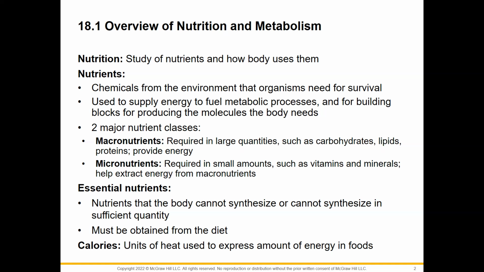We also need micronutrients. Micronutrients are those things that are needed in small amounts, like your vitamins and your minerals. But they're extremely important because if you don't have these micronutrients, you cannot use your macronutrients fully. Micronutrients help extract the energy from your macronutrients.